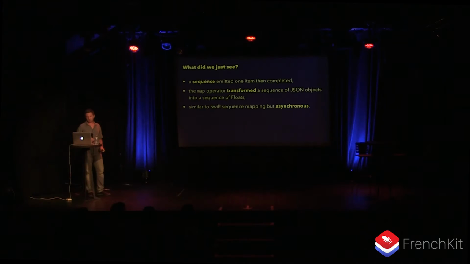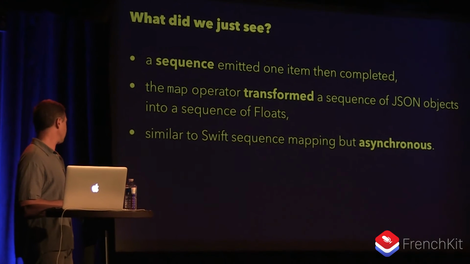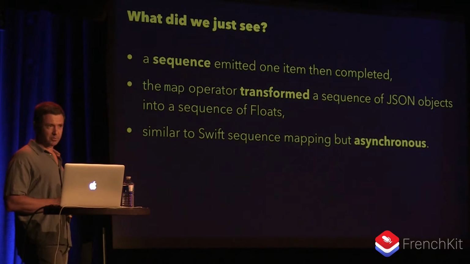So what did we just see? We saw a sequence which emitted one item, then completed. This is the JSON sequence. We saw a map operator which transformed the item emitted by the first sequence into a second sequence which emitted a float. And finally, we subscribed to this and we displayed the temperature. So it's very similar to what you do in Swift. It's just asynchronous, because even though you can read the code from top to bottom, everything occurs asynchronously as the network request comes back.